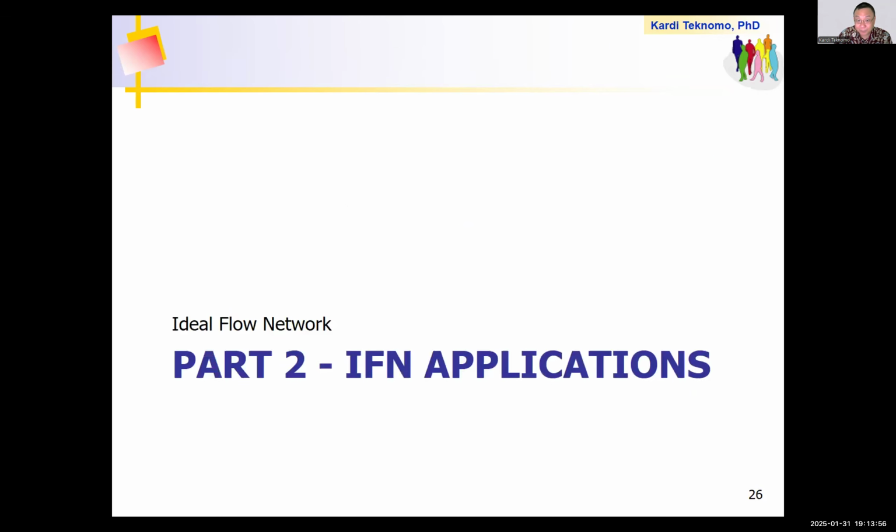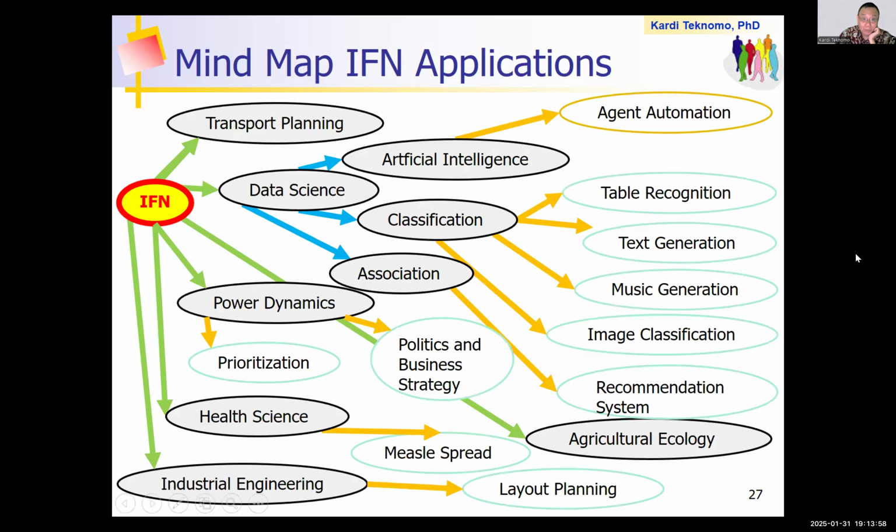the application of IFN. IFN has now been applied to data science, AI for agent automation, transfer planning, which I showed you a while ago. We can also do classification, table recognition, text generation, music generation, which I showed you a while ago. In power dynamics, you can use it for business, for politics, and so on. Also for classification, association, and recommendation systems. IFN has been used for health science. I have a paper about measles spread, and in industrial engineering about layout planning, and so on.